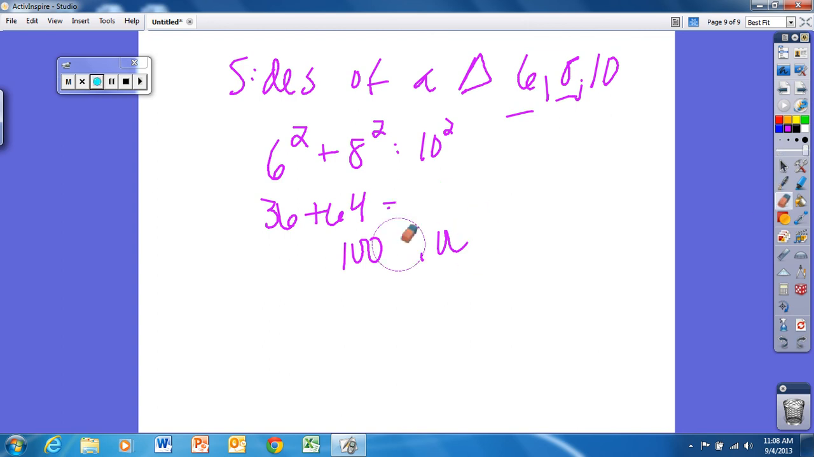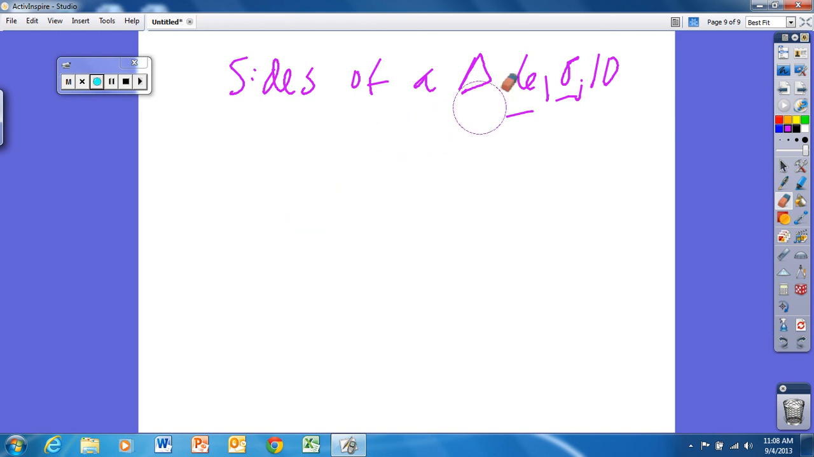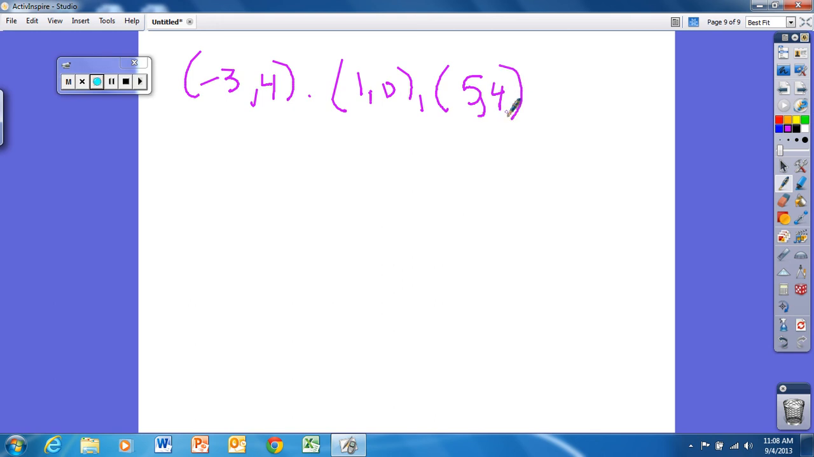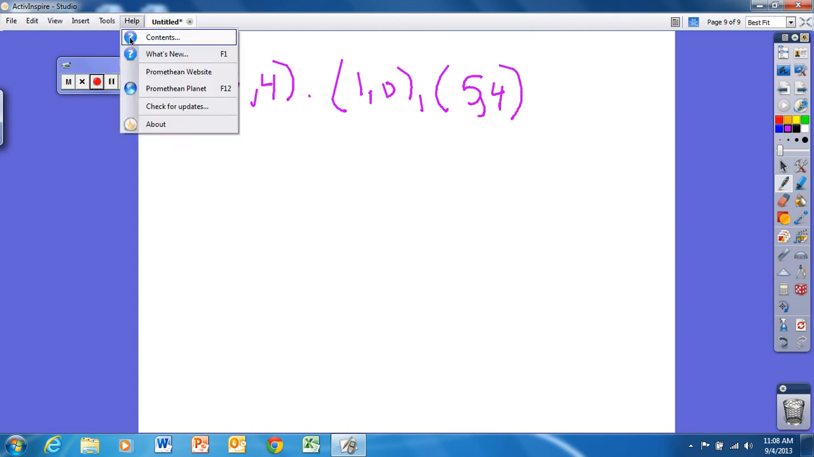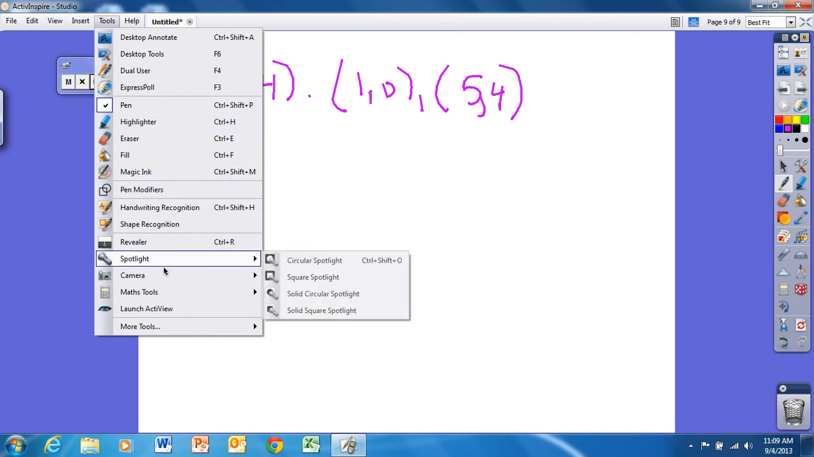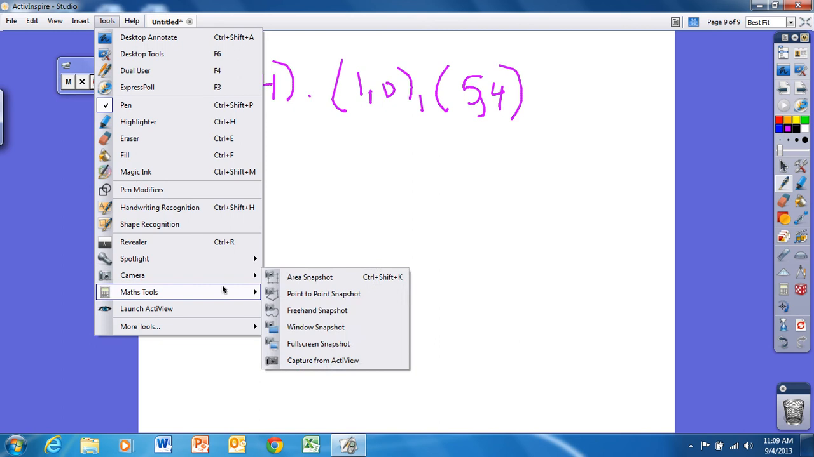So sometimes we might give you some coordinates and ask you to determine if it's a right triangle, like this. Here are 3 coordinates that you would plot on a coordinate plane: (-3, 4), (1, 0), and (5, 4). Let's see if I have a graph anywhere. Let's see, tools. Math tools. I think I see one.